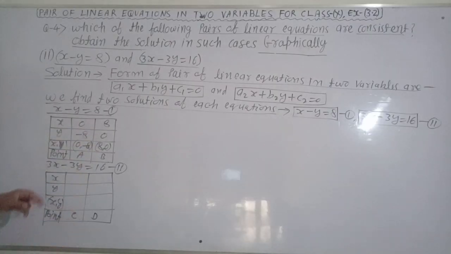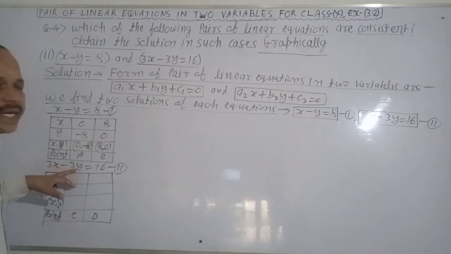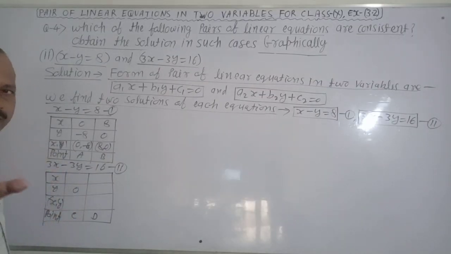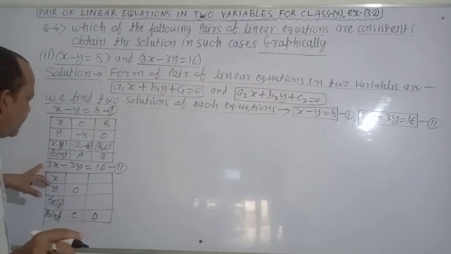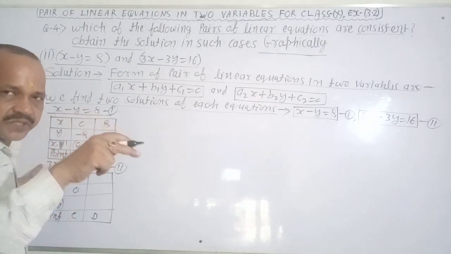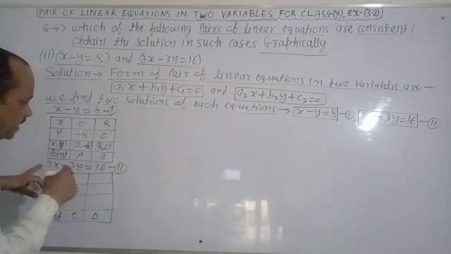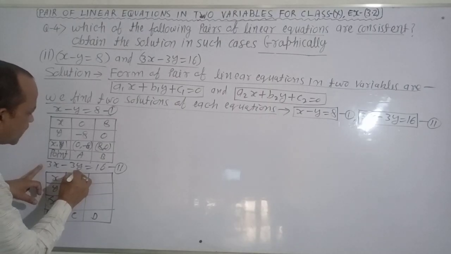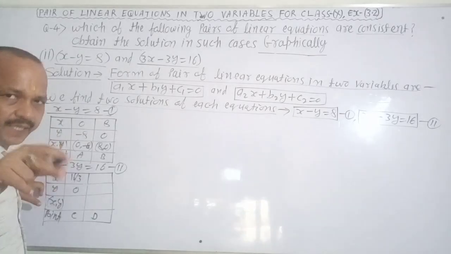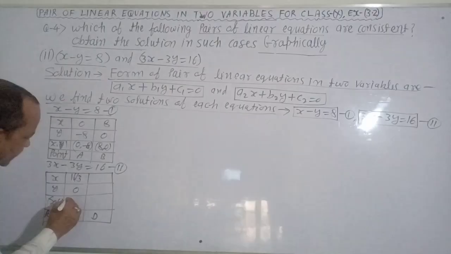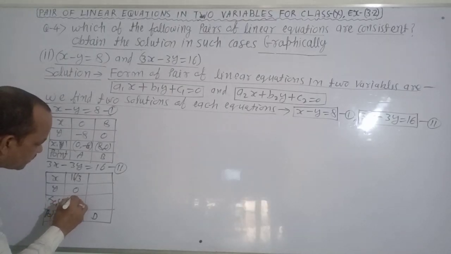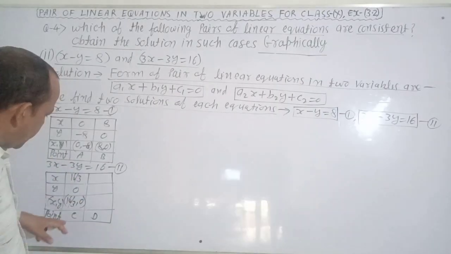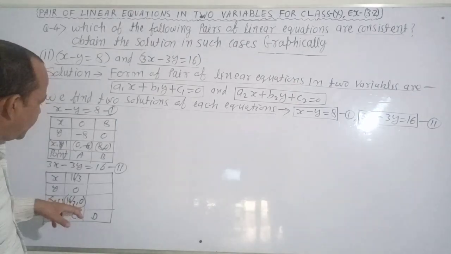You put the value of y as 0, then it becomes 0. Now you put the value of x as 16 by 3, then it becomes 16. 16 equals 16. It means it is correct. Your coordinate is 16 by 3 and 0. You find the coordinate of point C: 16 by 3 and 0.